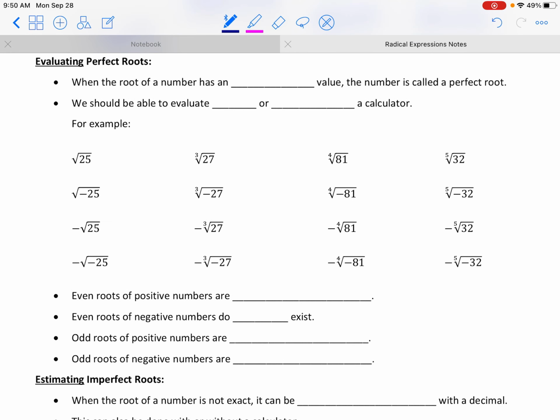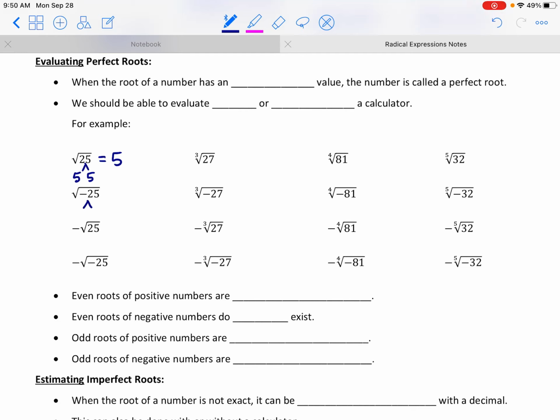I like evaluating because really it's something that you can do with a calculator if you're not super comfortable with it, but I'm hoping that everything that's on the list here we can do without a calculator. So for example, the square root of 25 we know is hopefully 5, and we know this because the square root of 25 is saying what number can we multiply by itself to get 25, and that happens to be 5. What about the square root of negative 25?